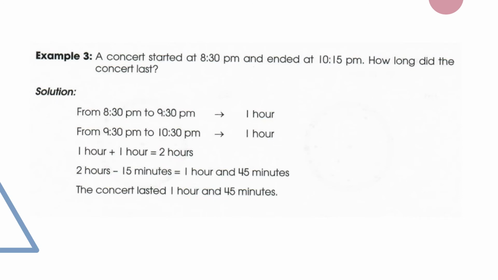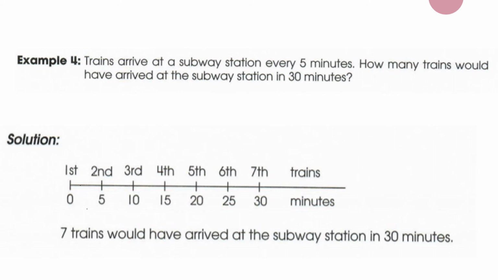Another time word problem is in example 4. Trains arrive at the subway station every 5 minutes. How many trains would have arrived at the subway station in 30 minutes? So to solve this problem, we would count by 5 to find out how many trains we have to 30. So at 0 minutes, we would have our first train already there. And by 5 minutes, we would have our second train. And by 10 minutes, our third train.